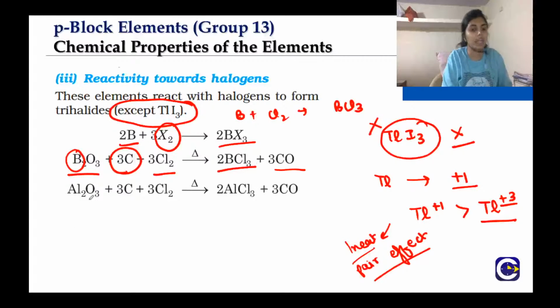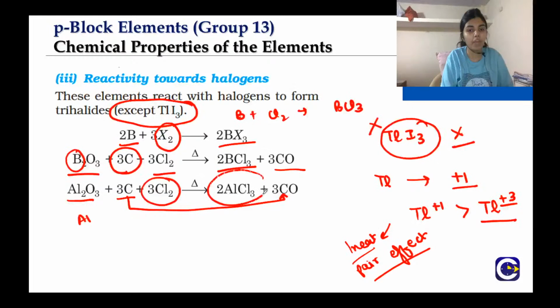Down the group again, aluminium chloride you can also prepare this way: you take Al2O3 and reduce it with carbon, because carbon has the greater affinity for oxygen. So carbon will gain oxygen to form CO, and the aluminium which is left will combine with Cl2 to give you what? Aluminium chloride.